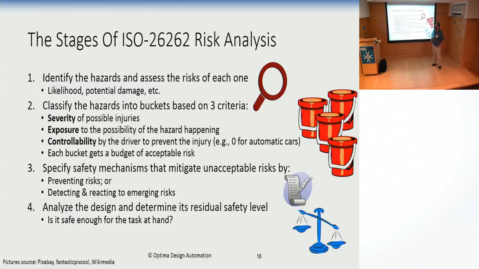Then you need to classify them into buckets. There are three things we want to understand. What is the severity of this risk? If it happens, what is the worst thing that can happen? Are we talking about a death here, or are we talking about the car will go slower and it will take you more time to get to where you want to go? So how bad is the injury? I want to understand what is the exposure, which is more or less the same as the probability of this happening. Is this something that can happen every day, or is it something that is very, very seldom?